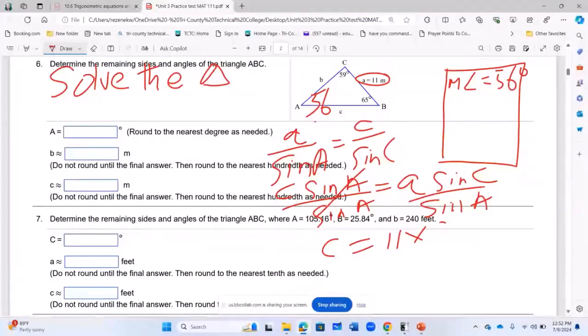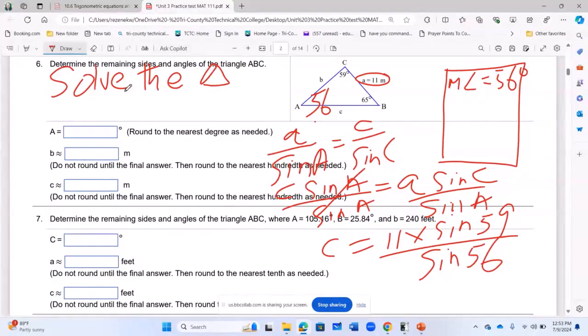Sine C, actually, where is my C? Sine 59 degrees, all over sine A, and sine A is 56 degrees. Okay. Now I will throw that into my calculator and find the final answer.